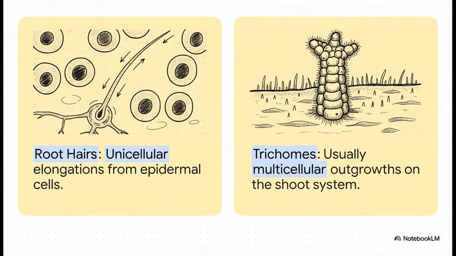The epidermis also grows these little outgrowths, but what they are and what they do completely changes depending on where you are on the plant. Down in the roots, you get these tiny single-celled root hairs that are perfect for absorbing water. But up on the shoot, you get trichomes. They're usually multicellular, and they can be fuzzy or sticky or even sharp, and they're usually all about protection.